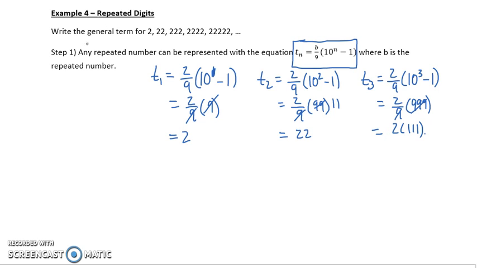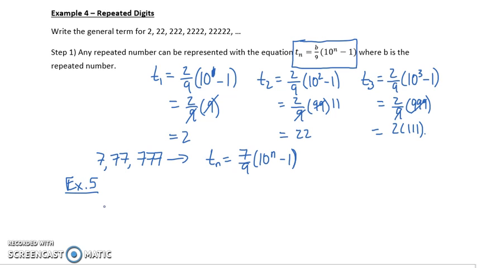So for example, if you wanted to quickly try 7, 77, 777, your general term would be Tn equals 7 over 9 times 10 to the power of n minus 1.